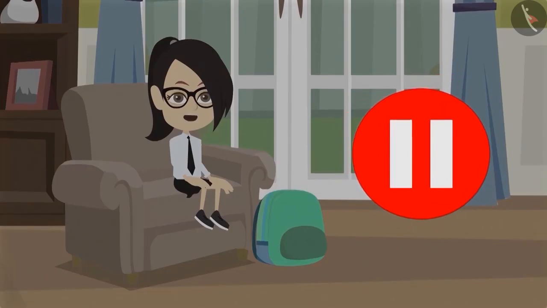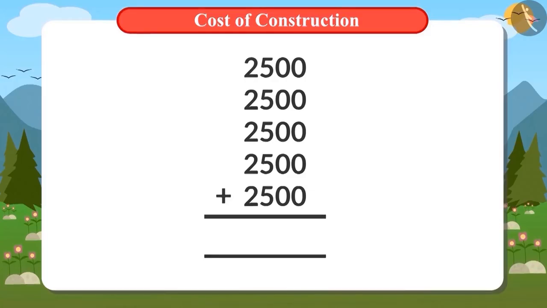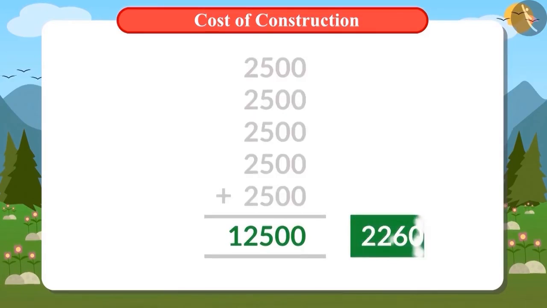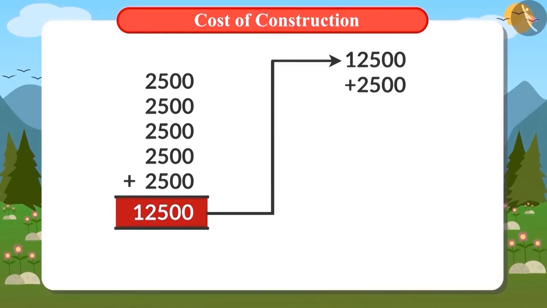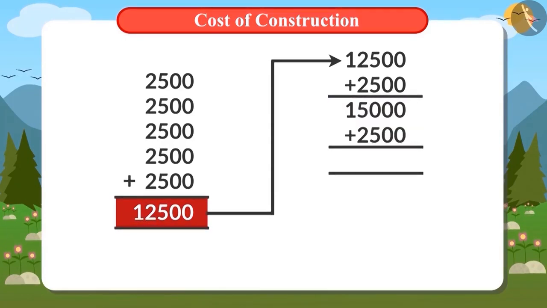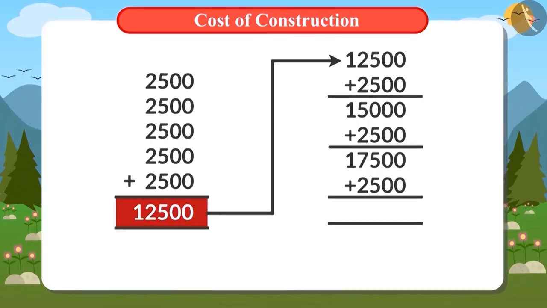You too can find the answer by pausing this video. I have got my answer, 12,500, which is smaller than 22,600. So we will add 2,500 to it again. Once again adding 2,500 to it, the answer we get is 15,000. The answer we get after adding 2,500 for the 7th time is 17,500. Again adding 2,500, the answer we get is 20,000.